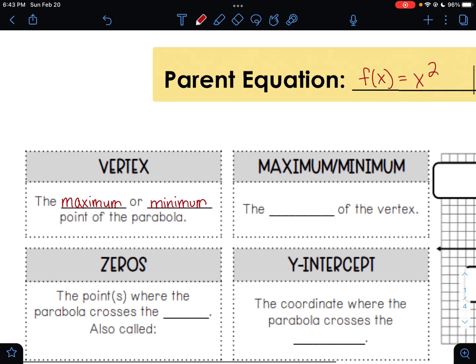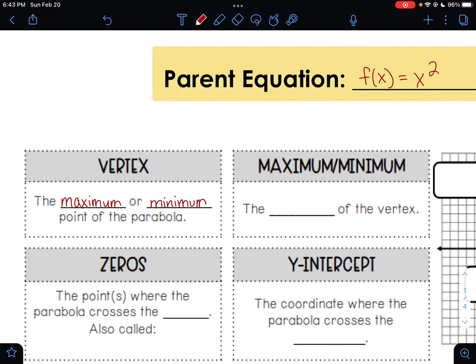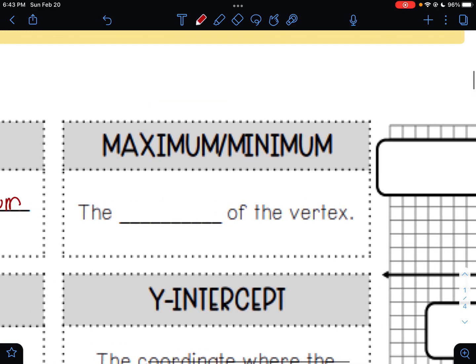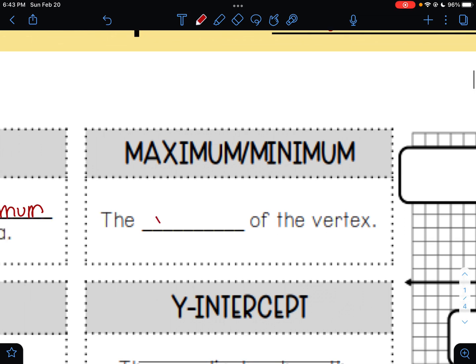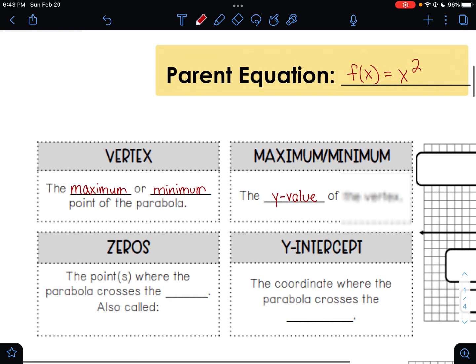Now the maximum and minimum have a value, and that is going to be the y value of the vertex. So we need to understand that sometimes when we say maximum, we're talking about the actual point of the vertex. And sometimes when we're just talking about the maximum or minimum value, we just want that y value.